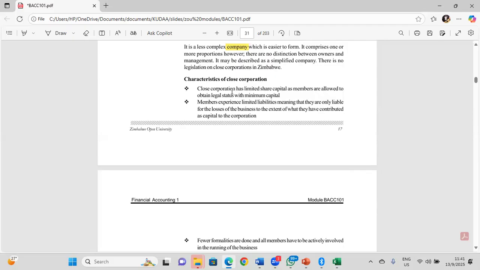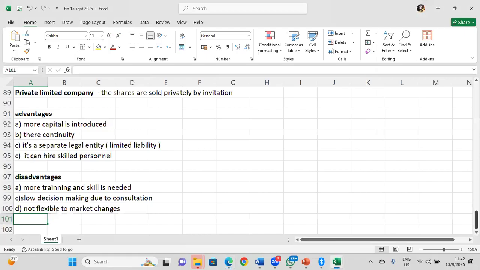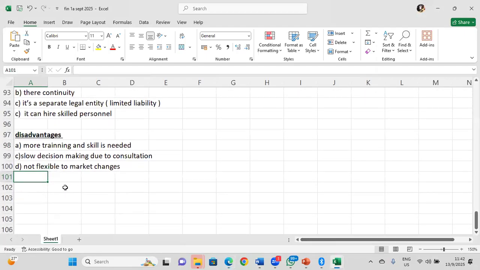Those who have bought the shares, we call them members of the closed corporation. The closed corporation is only liable to what they've invested in the company. Closed corporation.